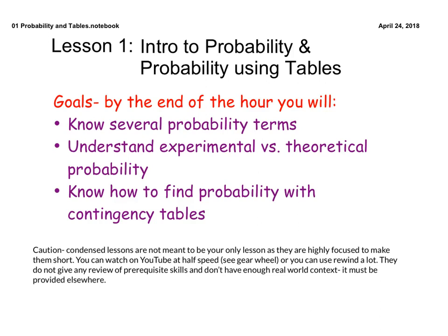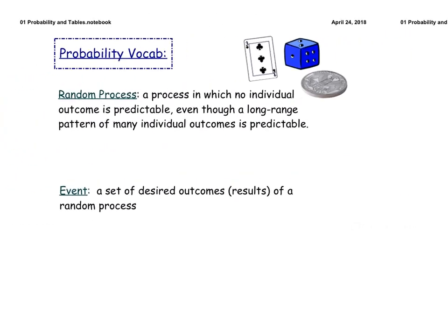Okay, this is a super condensed lesson on probability, and I'm going to put down any sharp objects since I'm going to be moving fast. We're going to teach you several probability terms, make sure you get the difference between experimental and theoretical probability, and show you how to use contingency tables. All right, so here we go.